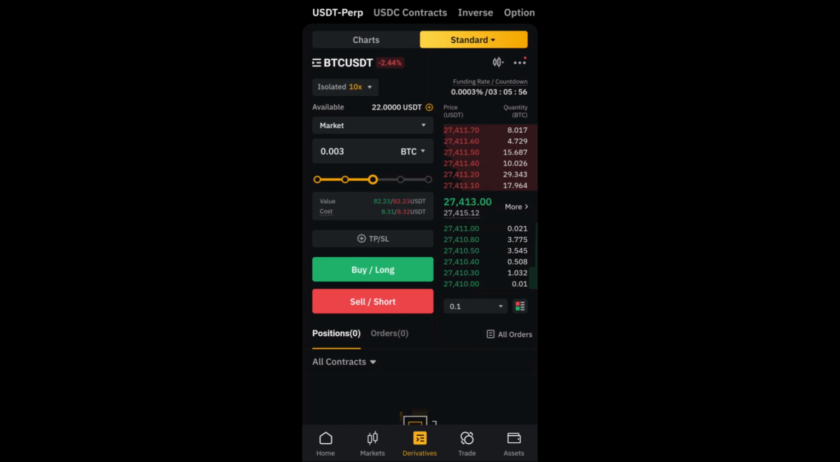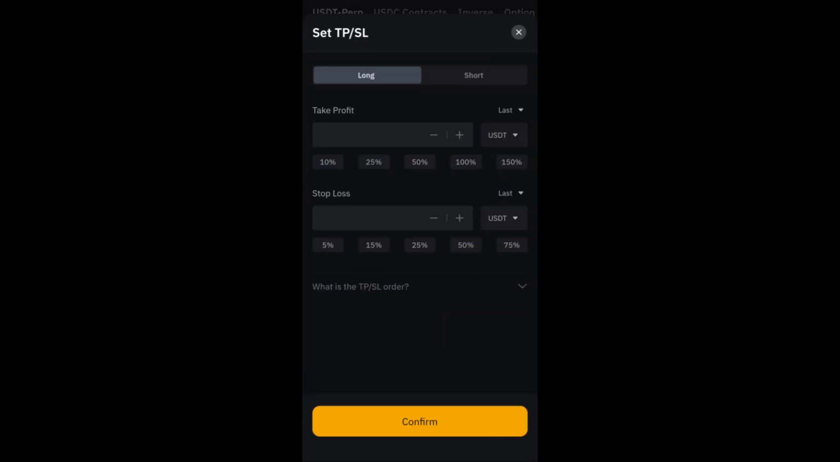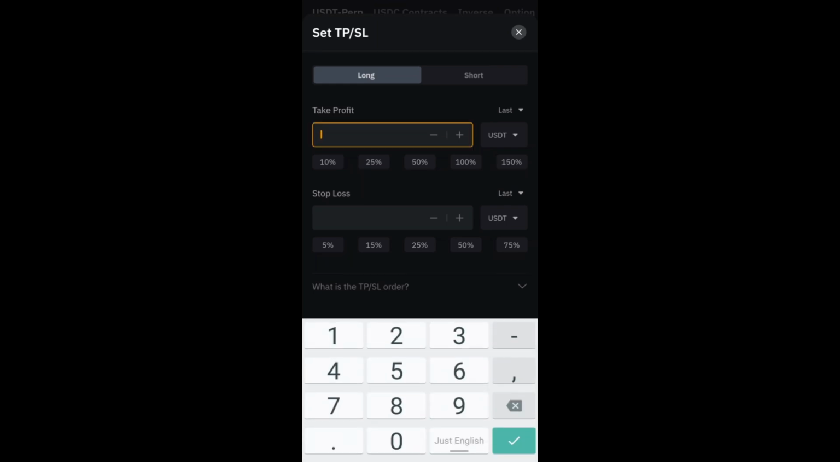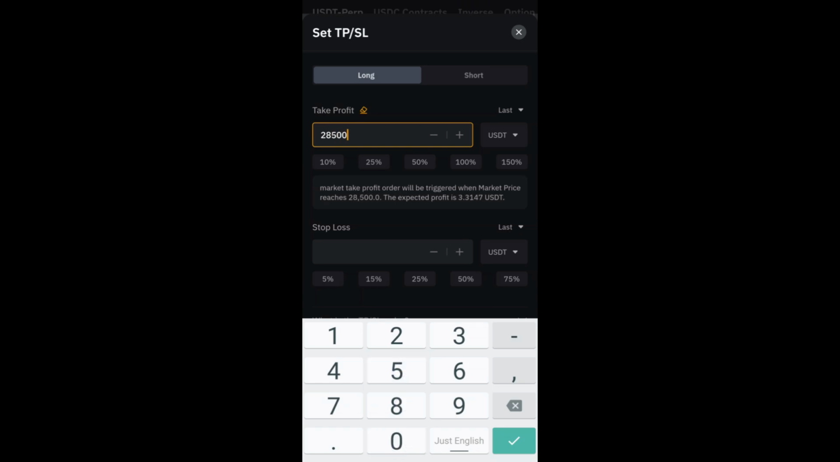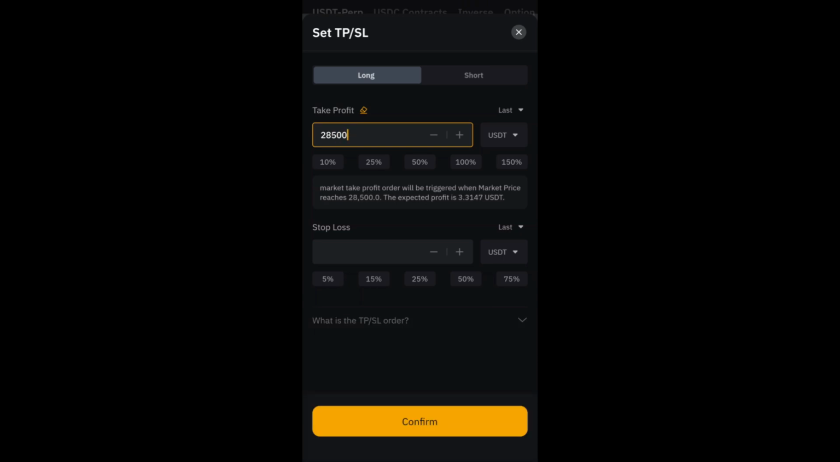Now to set your TP or SL, just click on this option. TP is nothing but take profit. Assume that you opened a BTC trade at $27,500. So you can set the TP at $28,500. Once the BTC price touches your TP price, automatically the trade will be closed and your profits will be booked. And you can also select what percentage of your trade you want to close.